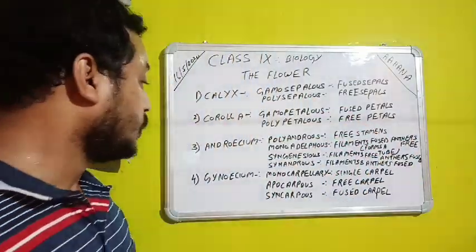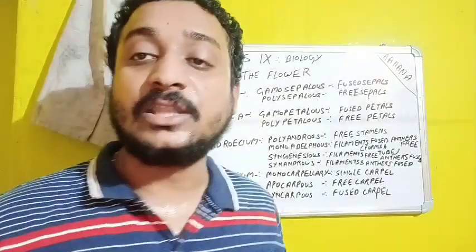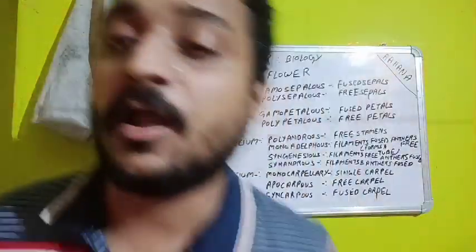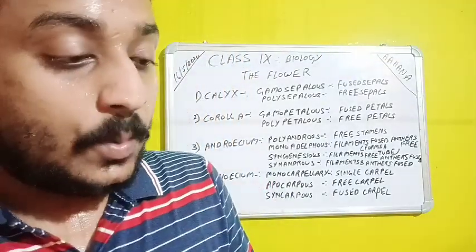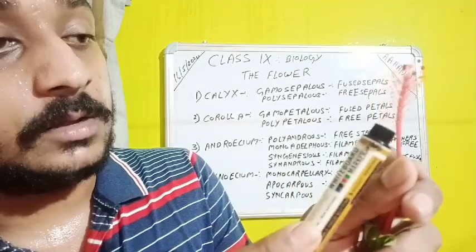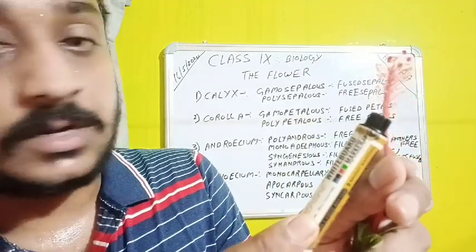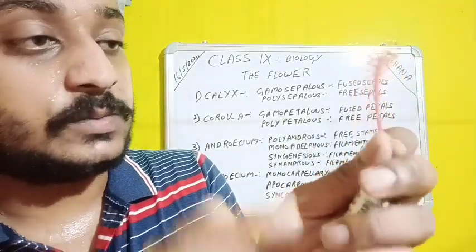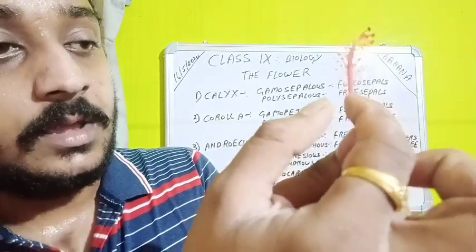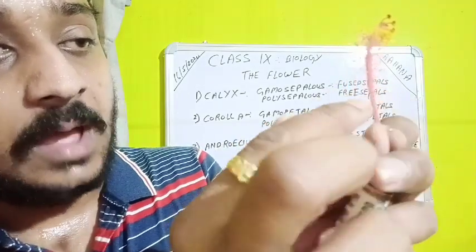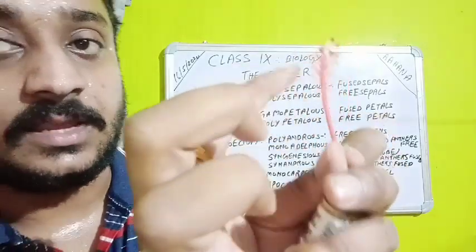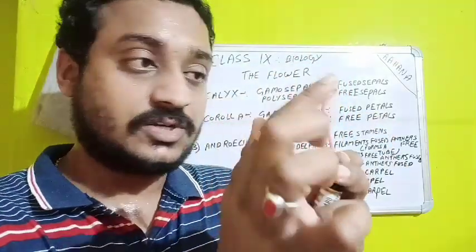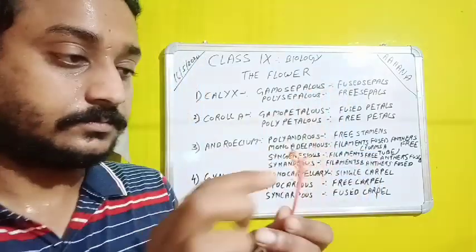Now, talking about the male and the female reproductive parts of the flower. See, where I am touching with the marker, or else with my index finger, it will be better. This part is the male reproductive part. All these feathery structures are the anther.